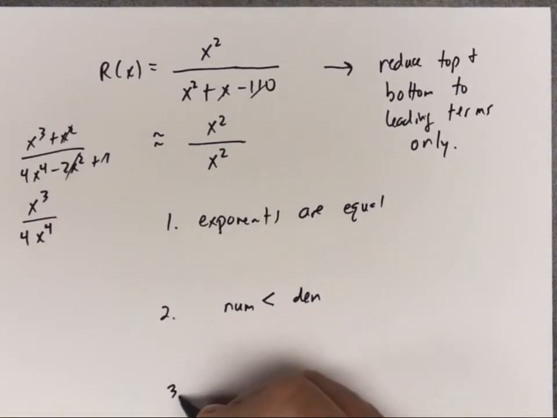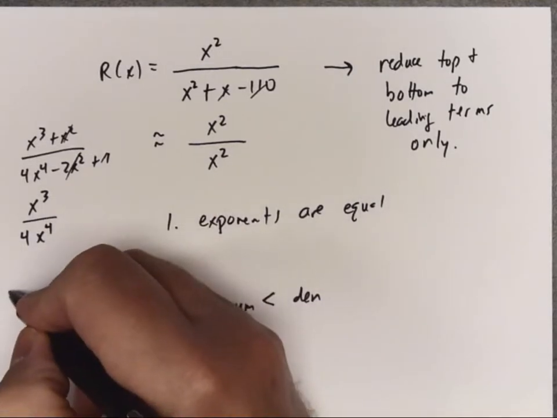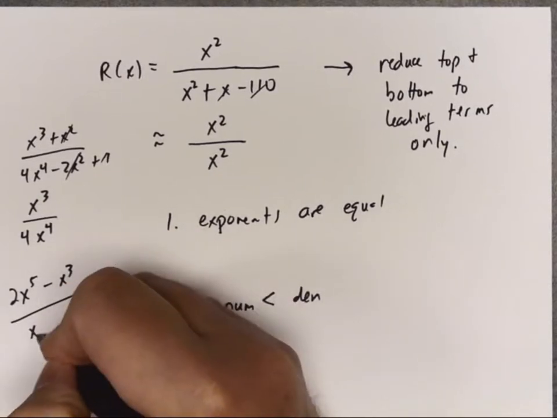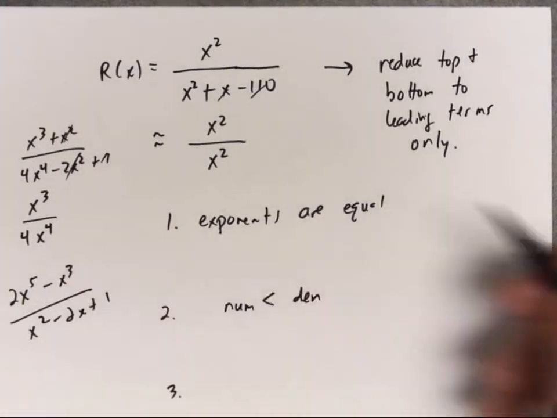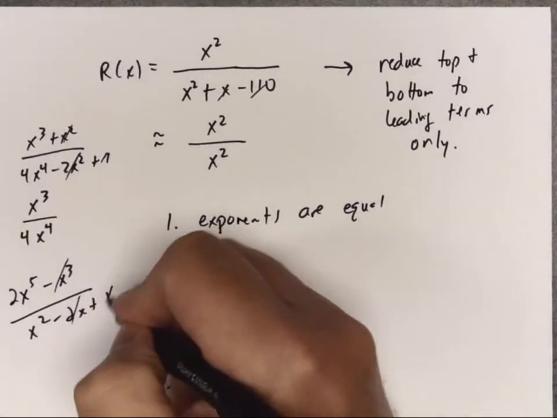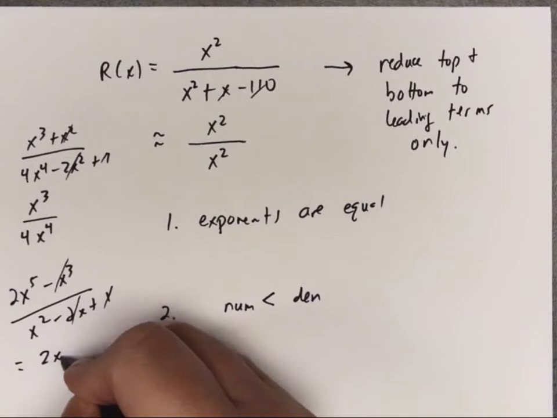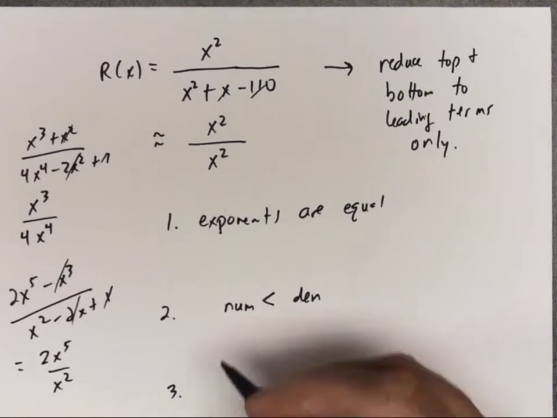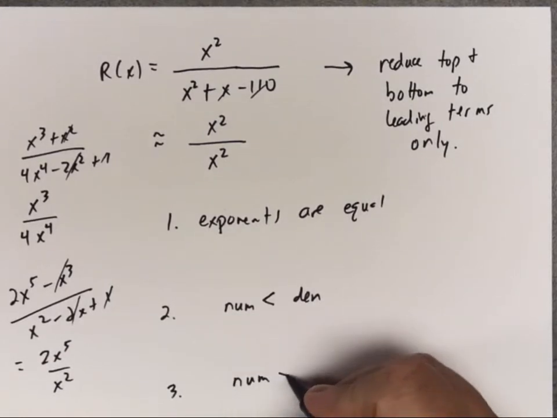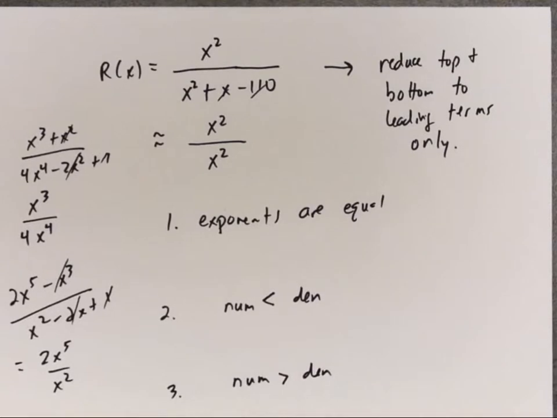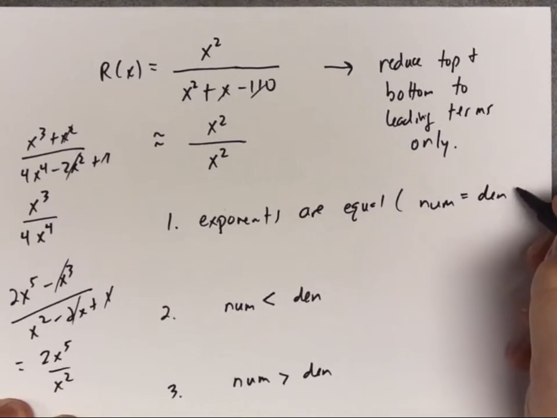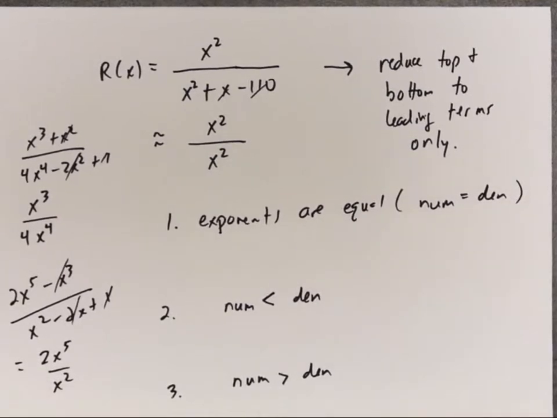And then the last possibility, say you have something like this. You reduce it down to leading terms, which means you have 2x to the fifth over x squared. So this is when the numerator is actually larger than the denominator. So here we could have said the numerator equals the denominator in terms of the exponents on the variable.